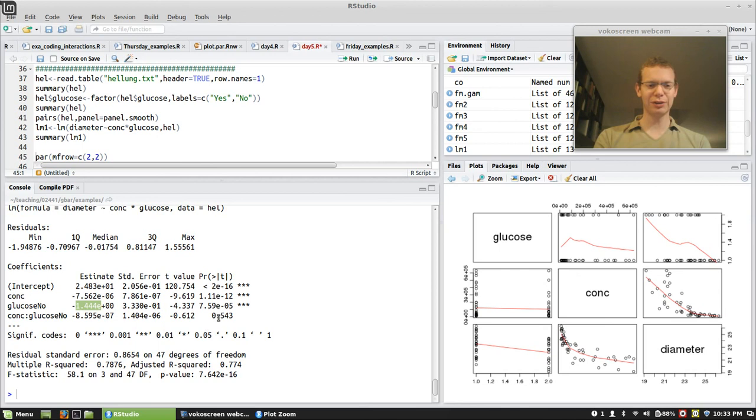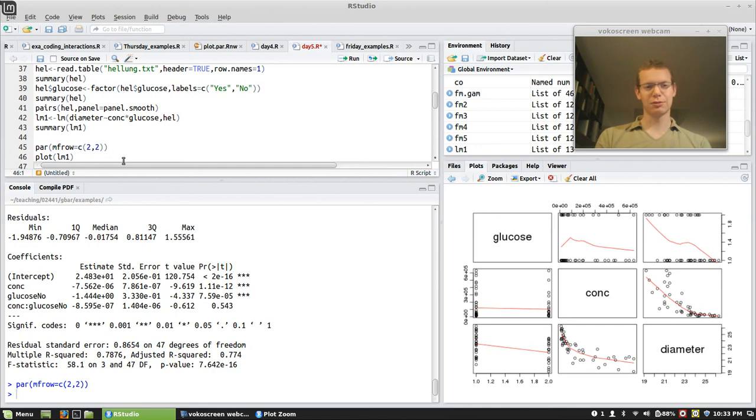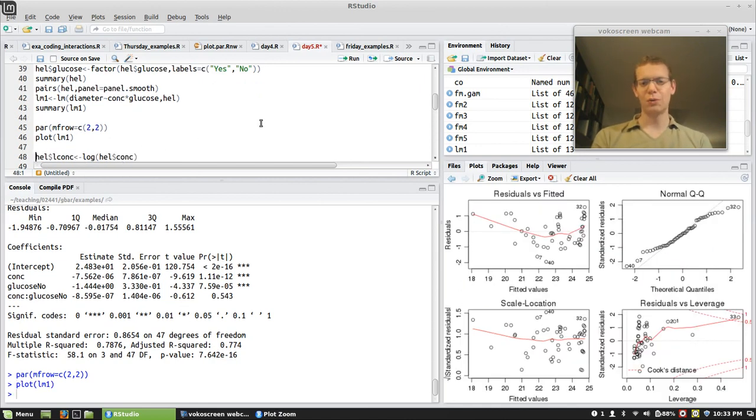However, in this case, this interaction term down here, which is a change in slope, is not significant. So we don't have to worry so much about that right now. But let's just look at the diagnostic plots to see what we could do from here.